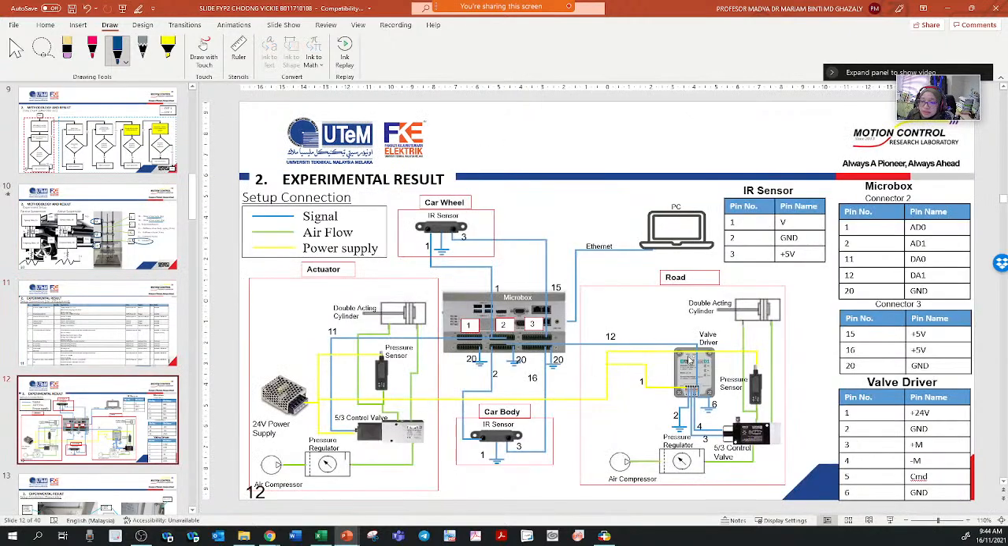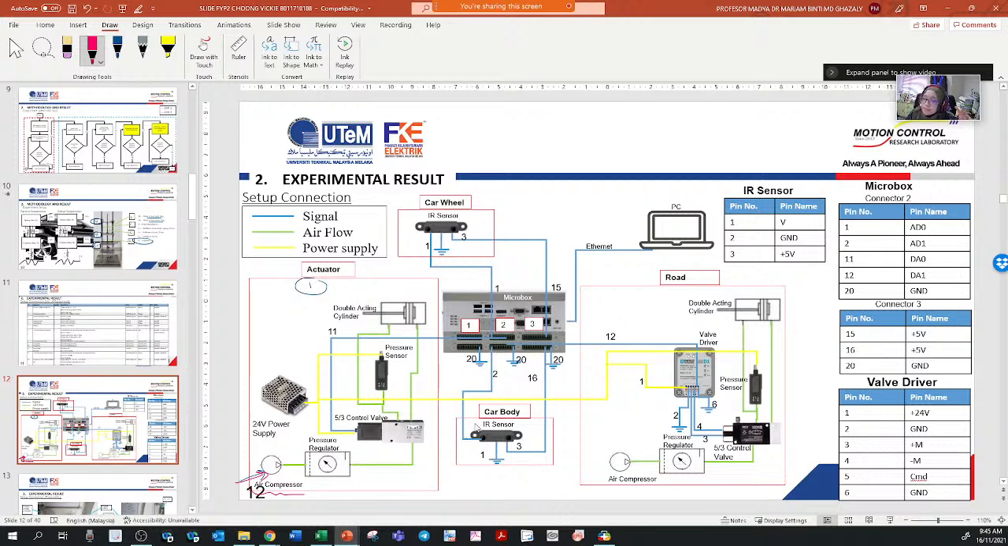So she's using 2 different actuators. One actuator is representing the wheel, and another actuator is representing the road. So how she's going to connect it is, let's look at the starting point over here. Starting point down here. So you see that there's an air compressor. So it's basically what you have watched in the video and what I explained just now.